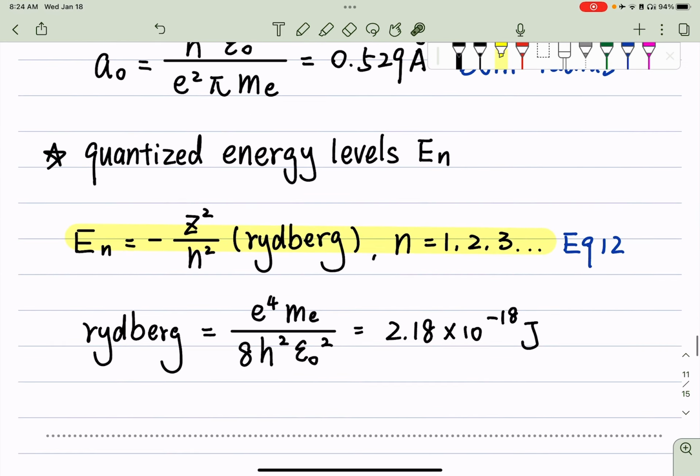Second, the energy levels are quantized. So here we also derived the quantized energy level in the Bohr model. We have E_n equals negative Z squared over n squared. Here we're condensing all the constant terms into a new unit called Rydberg, where Rydberg is roughly 2.18 times 10 to the negative 18 joule.